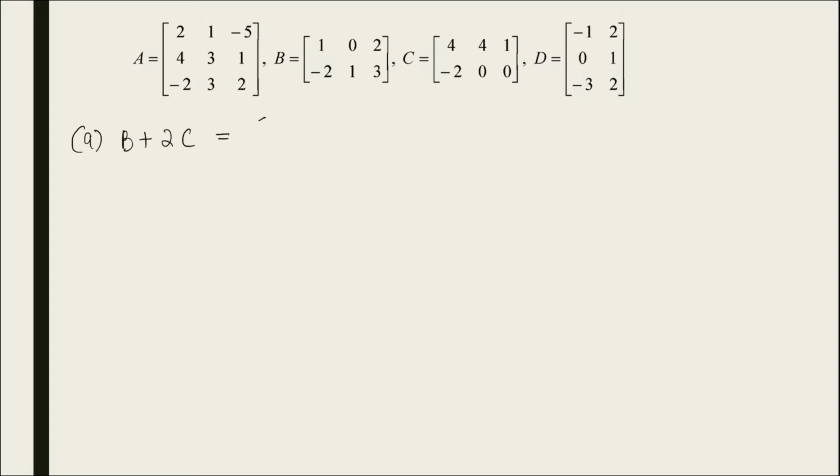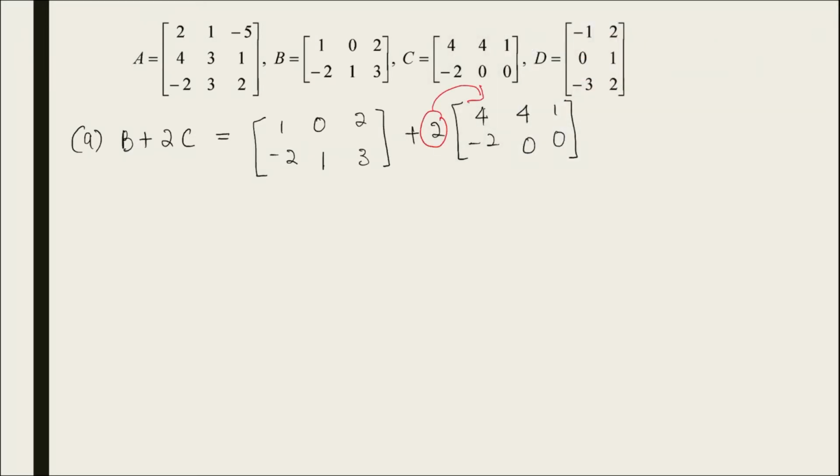Firstly, write matrix B plus 2 times matrix C. Before we can add these two matrices, the first thing you should do is multiply 2 with matrix C. So I am going to write back matrix B, then multiply 2 with C will give you the matrix 8, negative 4, 8, 0, 2, 0.